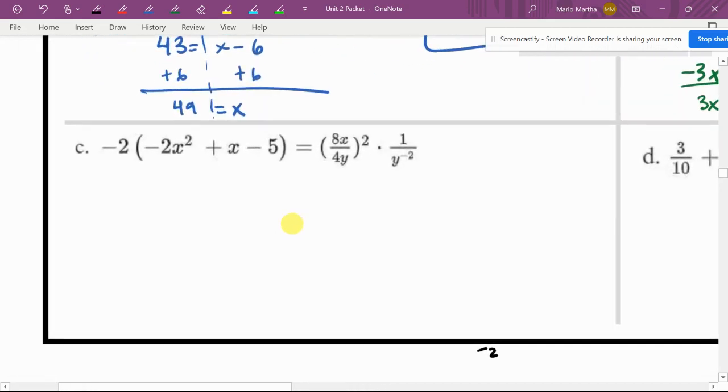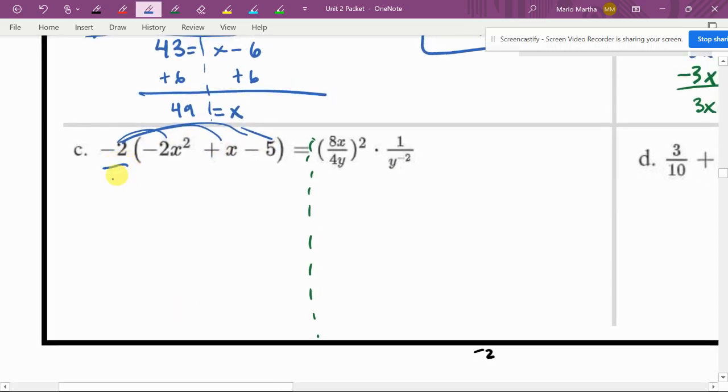All right, problem C. So again, draw your line. On the left side, we have −2(−2x² + x − 5) = (8x over 4y)² times (1 over y to the negative 2). What we want to do here is, first of all, see which technique we have to use. Since we only have one term outside, we can just use the distributive property to make this a lot quicker. So use the distributive property on the left side.